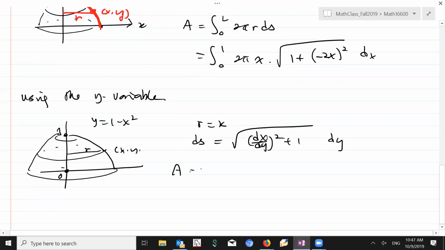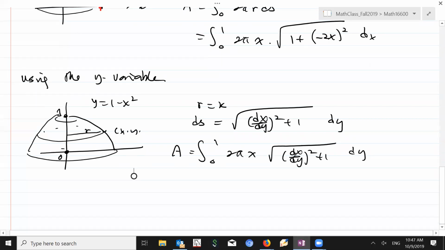So the area is going to be the integral from 0 to 1 of 2 pi x ds. But I have to express everything inside the integral in terms of y, and x is not y, right? So x depends on y when the point moves around the curve. So you have to solve for x. x and y are related by the above equation, so you can solve for x: x squared equals 1 minus y, x equals the square root of 1 minus y.